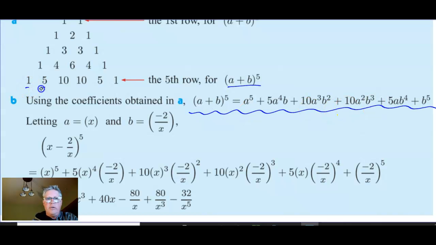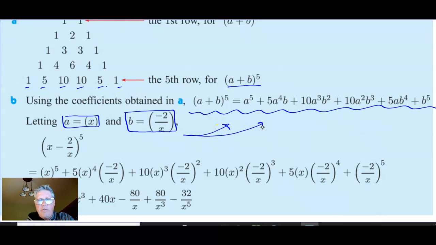Hopefully you notice those are alive and well. You don't see the 1 at the beginning. It's implied. It's a 1, of course. The a's go down by 1 power, and the b's go up by 1 power, so that's all nice. Make the correct substitutions. Wherever there's an a, put an x. Everywhere there's a b, plug in -2 over x.